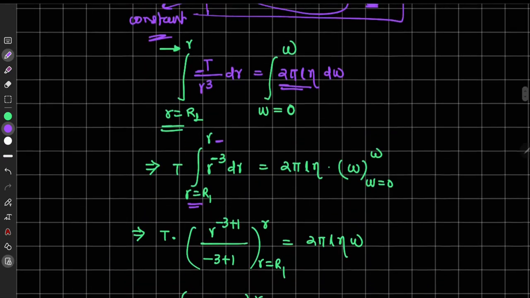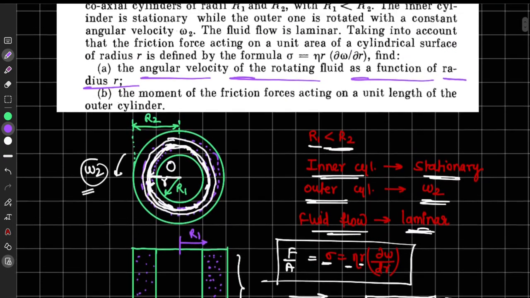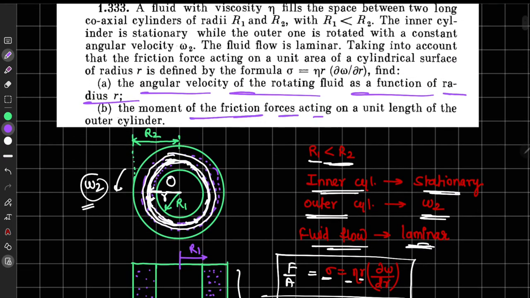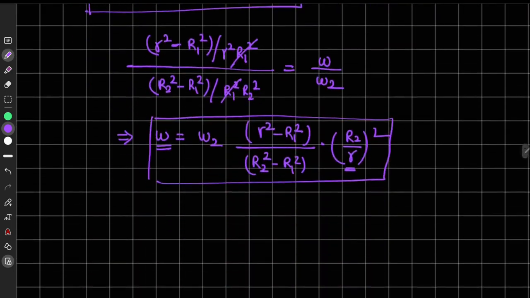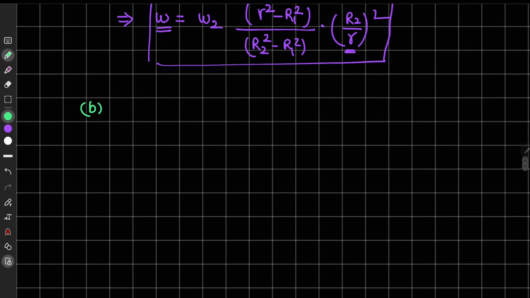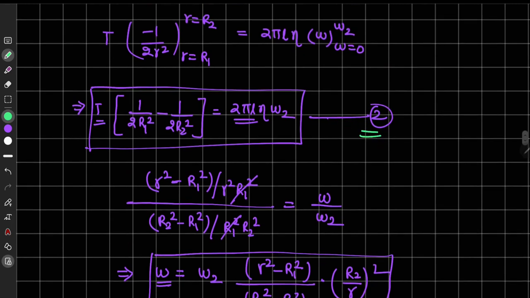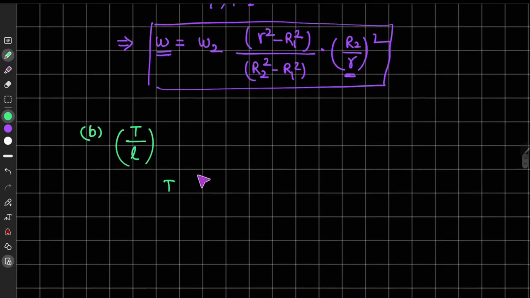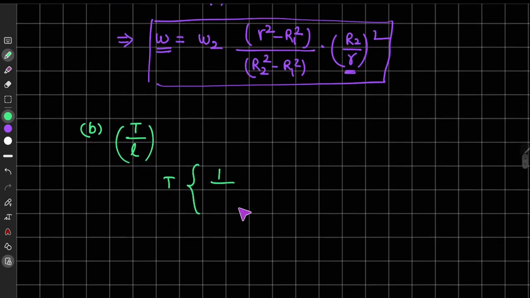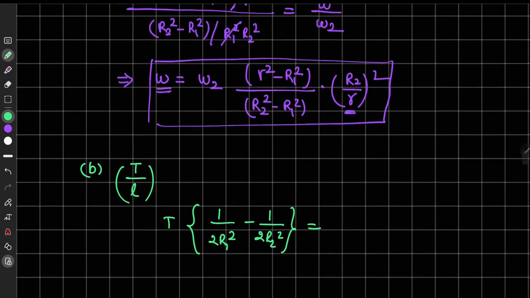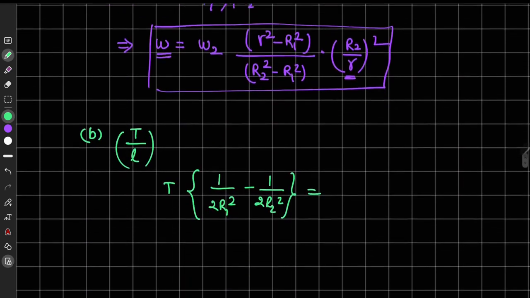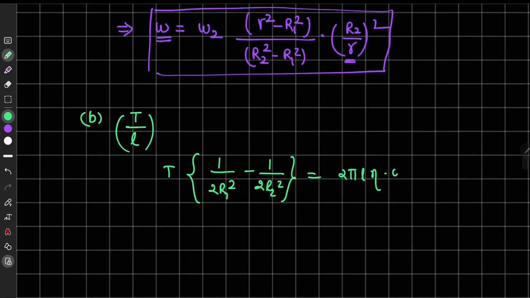Now, in the second part of the problem, it is asking to find the moment of the friction forces acting on a unit length of the outer cylinder. This moment of friction is basically the torque. So in the B part, we have to find out torque per unit length. Okay, so from the second equation, we have the torque times 1 upon 2 R1 square minus 1 upon 2 R2 square is equal to 2 pi L eta into omega 2.